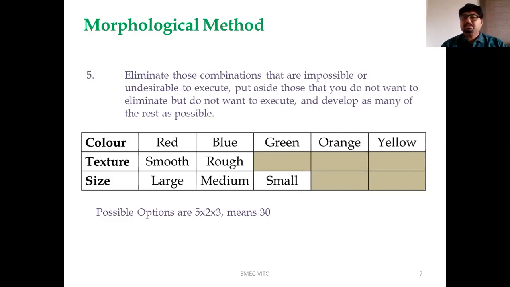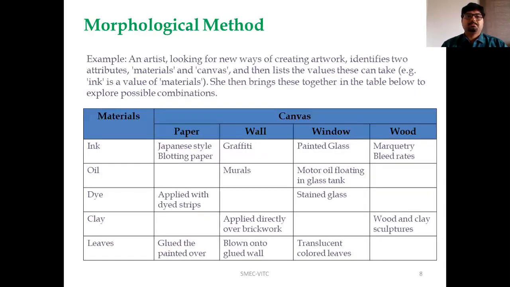An example here is given with color having 5 options, texture having 2 options, and size having 3 options. Together we could see 5 times 2 times 3, around 30 possible solutions. Out of the 30 possible solutions, which are possible and which are undesirable? Based on that, you could arrive at a solution by analyzing the different combinations.